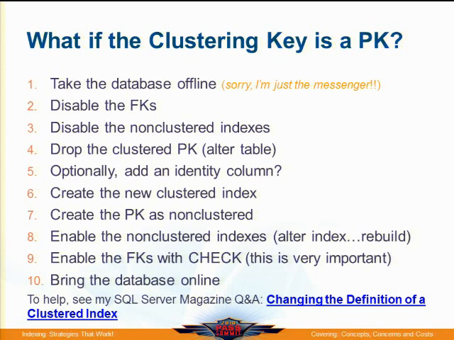Then you can drop your clustered primary key. Then you might have to add an identity, right? Then create your new clustered index, create your primary key as non-clustered, enable your non-clustered indexes through rebuilds, and enable your foreign keys with check. And I know you're all looking at that going, oh, I thought it would be easier than that. No, this is the sequence of steps, and it is a real pain in the tush, I agree.